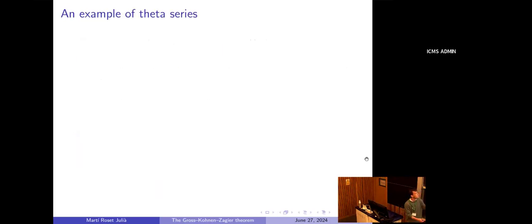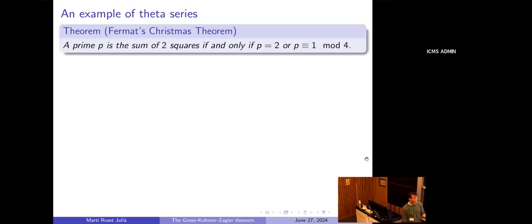So let's begin with a basic example of theta series that we will motivate with the Fermat-Christmas theorem. It says that the prime p can be written as a sum of two squares if and only if p is 2 or p is congruent to 1 mod 4. And the first proof of this theorem was due to Euler, but today we are more interested in an approach along the lines of the work of Jacobi.